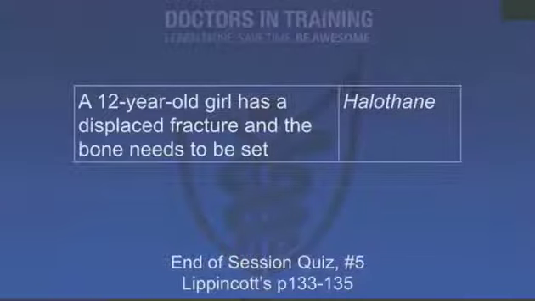A 12-year-old girl has a displaced fracture and the bone needs to be set, so this is more likely in an emergency department. Halothane would be fine. It's not quite so nasty tasting, so kids don't hate it so much.